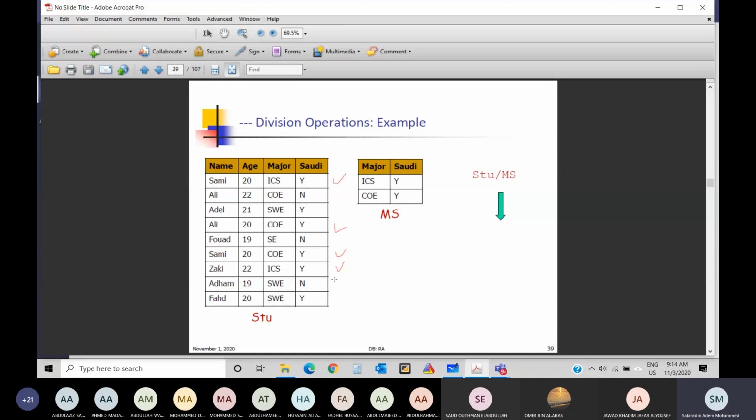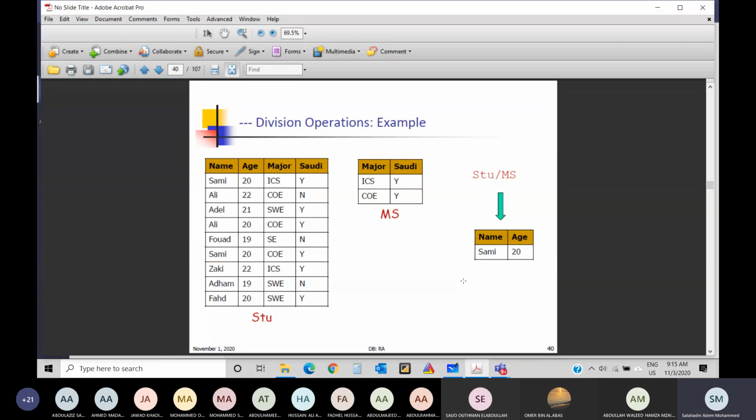So I need a person who's Saudi and double major. Who is he? Sami. So the output is Sami. Doctor, should we check the age because name maybe is a duplicate or there is another Sami? You have to do that. They have to be exactly Sami 20, Sami 20, otherwise it will not work. So he's a different Sami. Sami 21 is not the same as Sami 20. So the output is this.